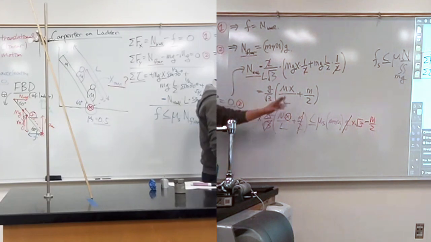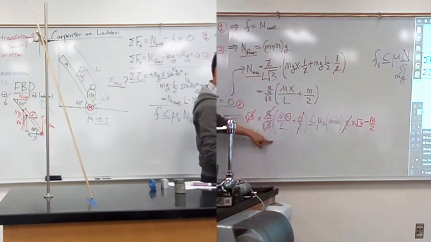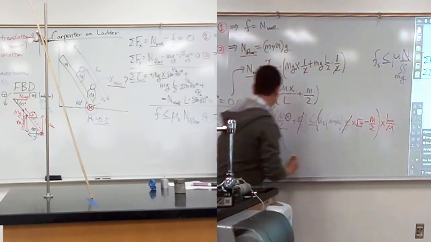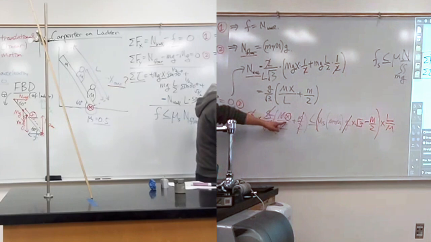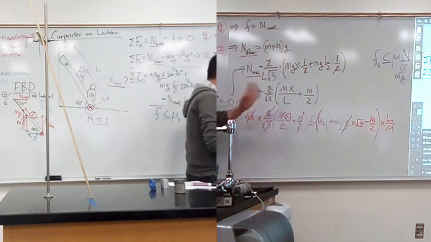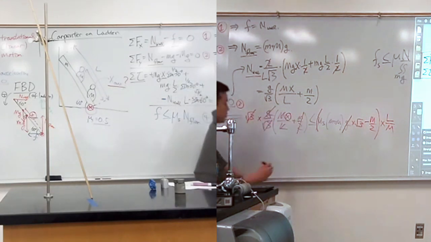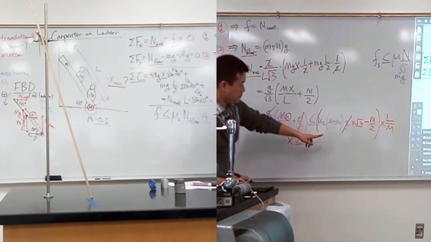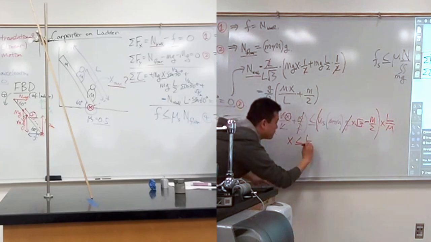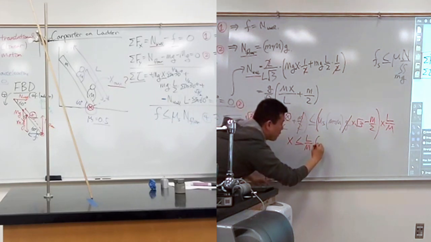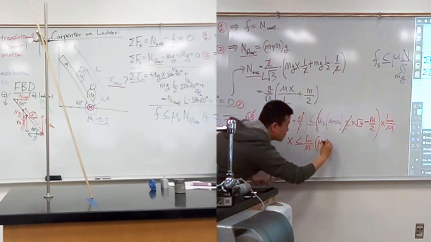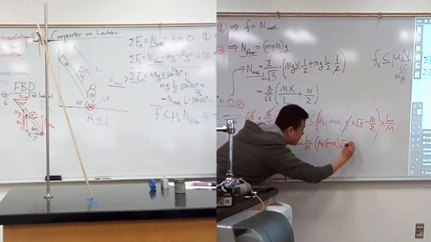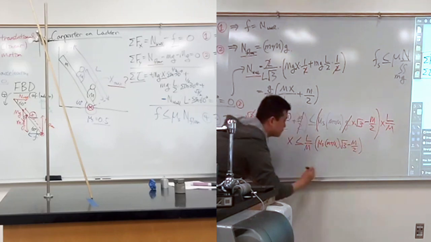And now I multiply both sides by L over big M. Right? So take this, multiply both sides by L over big M. Then now I'm left with just x. Good. Let me write down the cleaned up version. The cleaned up version is that x is less than or equal to L over M times friction coefficient mu s times small m plus big M times root 3 minus small m over 2.